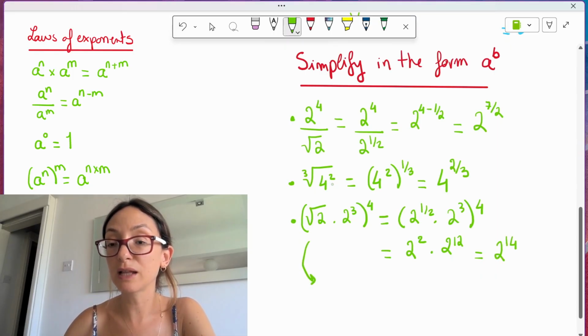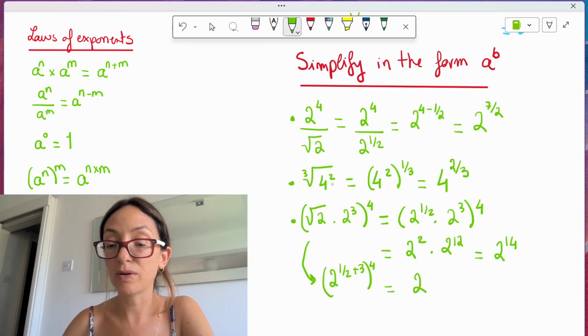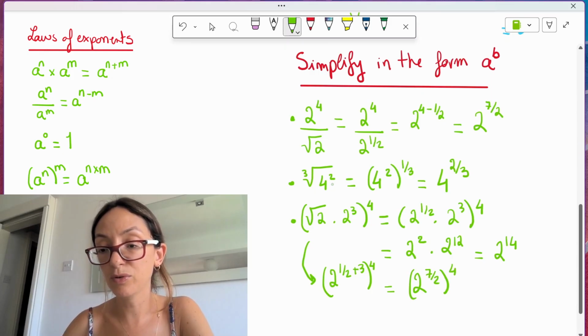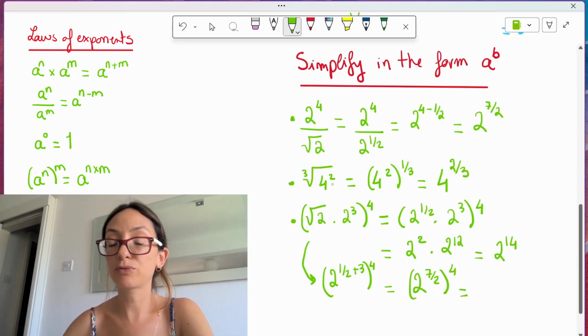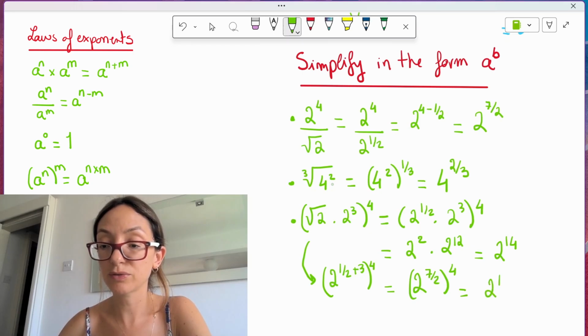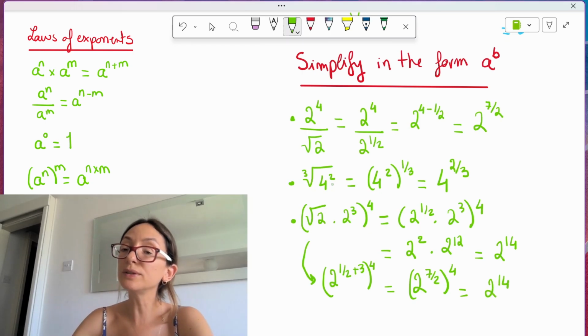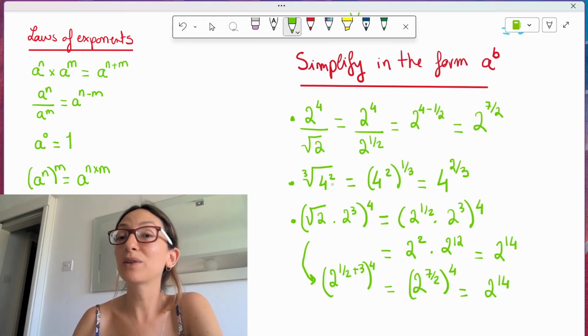Alternatively, we could have first dealt with what we had inside, so that's 2 to the power of a half plus 3, all to the power of 4, and that gives us 2 to the power of 7 over 2, all to the power of 4, and now multiplying through the 4, we get 28 over 2, which is 14. So obviously, we get the same thing. So the order here doesn't matter as long as you apply the rules correctly.